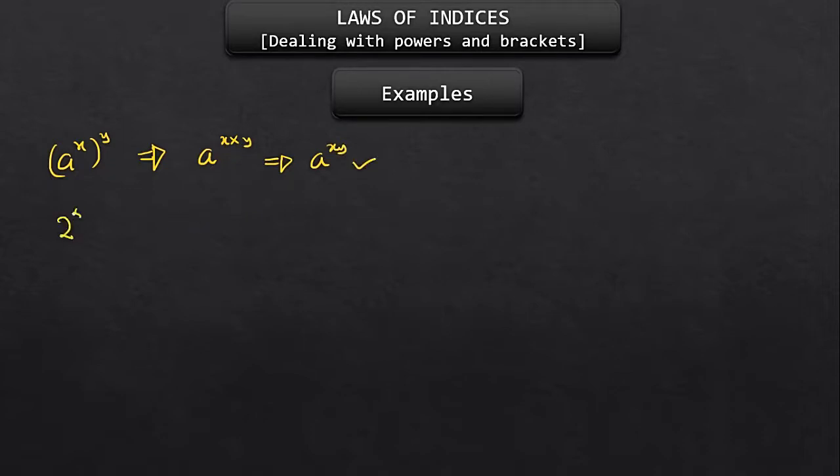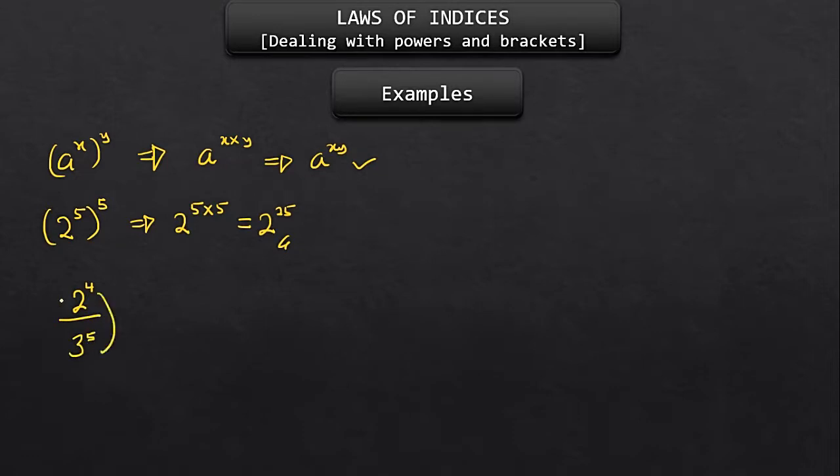And if we have 2 raised to power 5 raised to power 5 again, it is the same thing as 2 raised to power 5 times 5, and it's the same thing as 2 raised to power 25. Also very simple.